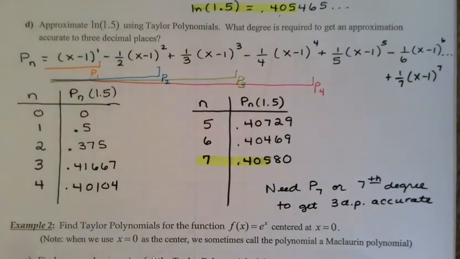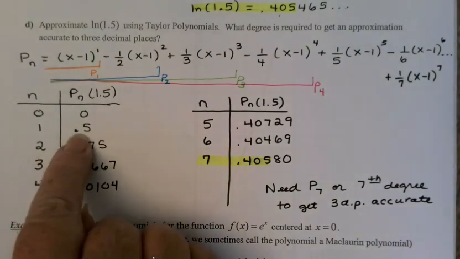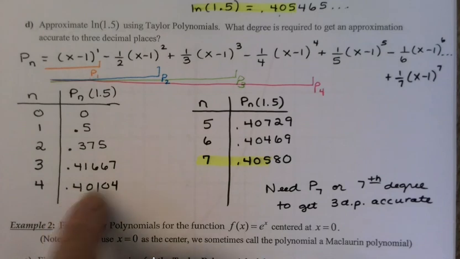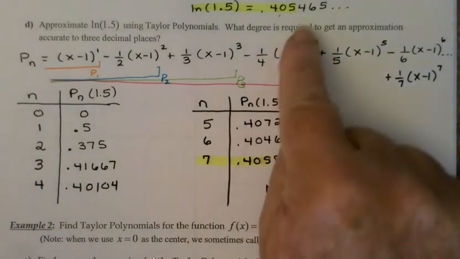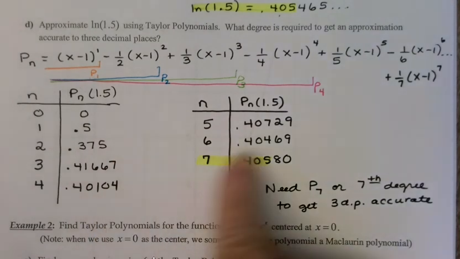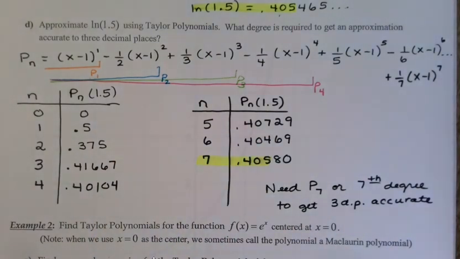But ultimately, what I really want you to notice is yes, every single time we use a higher degree or a higher order Taylor polynomial, we did get closer and closer and closer to the actual value of the natural log of 1.5.